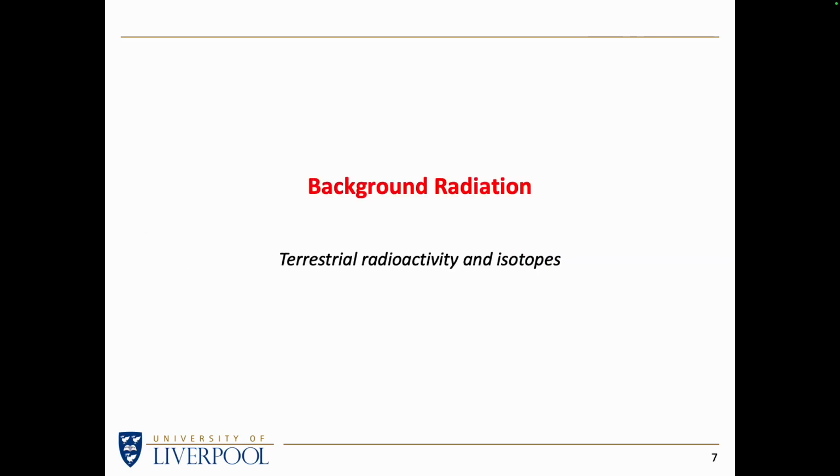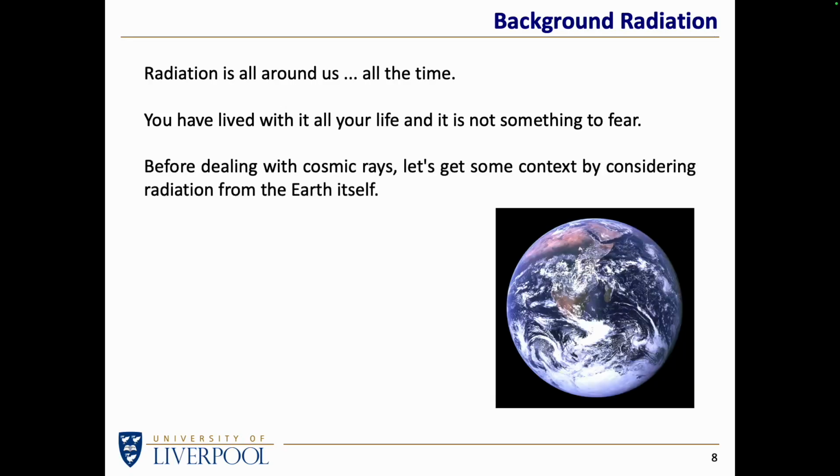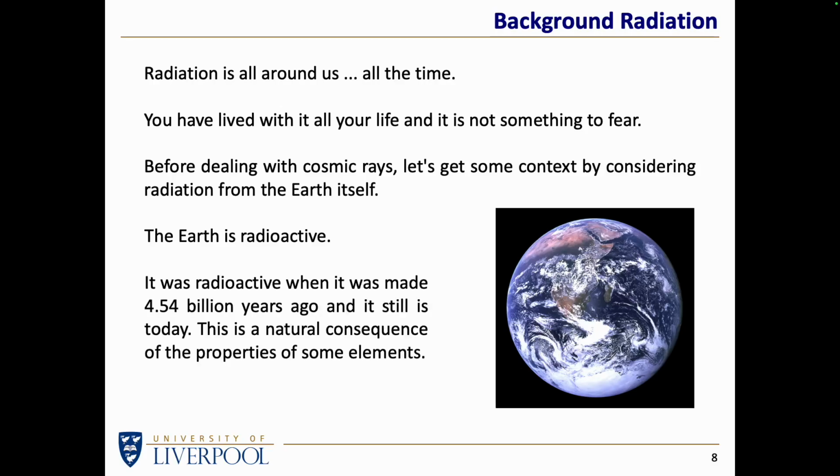So let's have a think about background radiation before we move on to cosmic radiation to give us a little bit of context. So radiation is around you all of the time. It's not necessarily something to be worried about. It's something that we have lived with ever since the Earth was born. The Earth is radioactive. It's radioactive now. It was radioactive when it was made some 4.5 billion years ago. It's radioactive because some elements in the periodic table are unstable. They will decay into other elements.